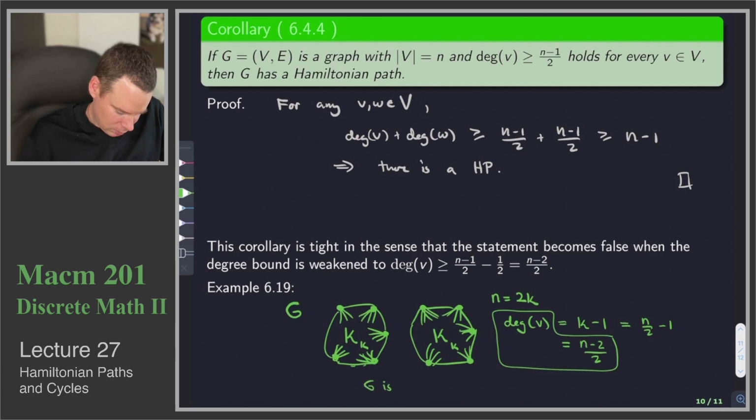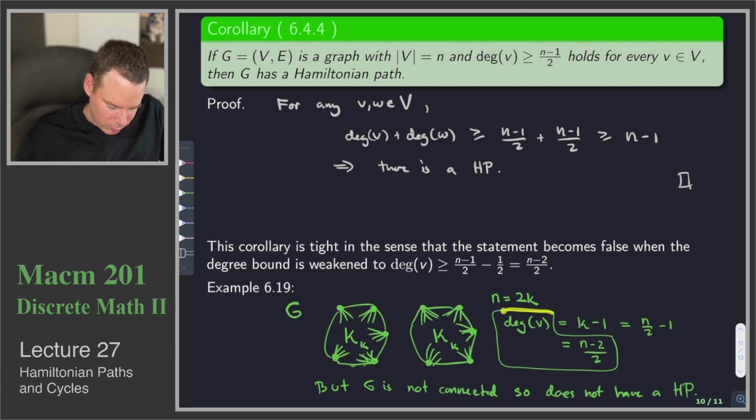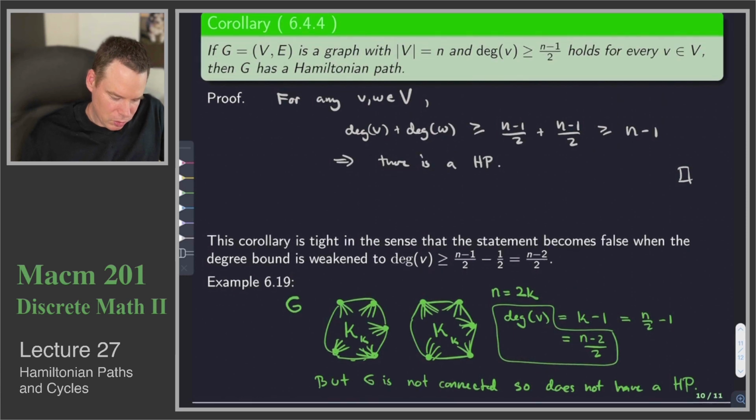So G is not connected, so does not have a Hamilton path. So this is an example where we've got vertices that have quite large degree, just not large enough in order to guarantee a Hamilton path. Just not large enough. They're just a little too low, by a half in each case.